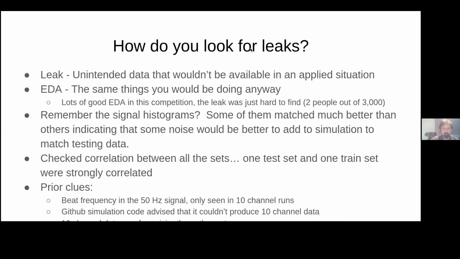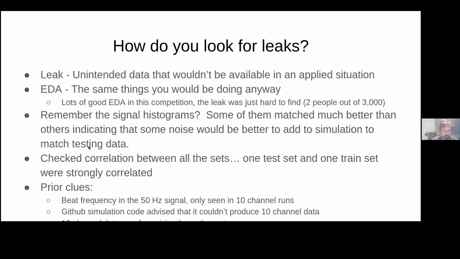It was asked in Kaggle, it's a very good question, I don't think I answered: a leak is unintended data that wouldn't be available in a real situation. I don't know how to answer how do you actually look for them. What we were doing was just EDA and other things, and there was tons of good EDA in the competition. I'm not going to claim that ours was better than other people's, but it was a hard leak to find, and we got lucky that we were looking at the right thing. Only a couple people out of the competition found it.